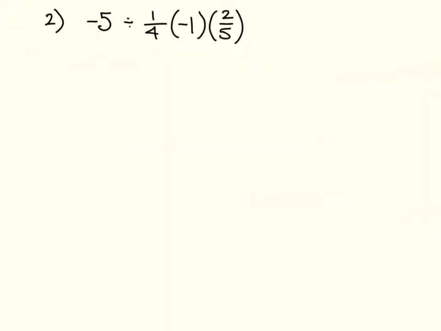Okay, so on your worksheet for problem number 2, go ahead and write down -5 divided by 1/4 times -1 times 2/5. So we cannot apply the identity property of multiplication here because this is a -1. And if you remember from earlier, a -1 will have an effect on the expression as a whole and therefore will have an effect on the answer.